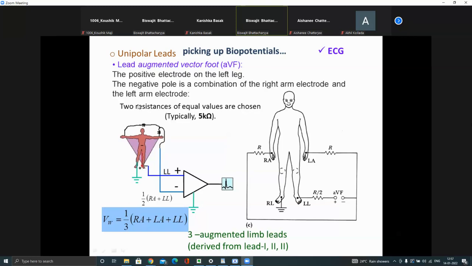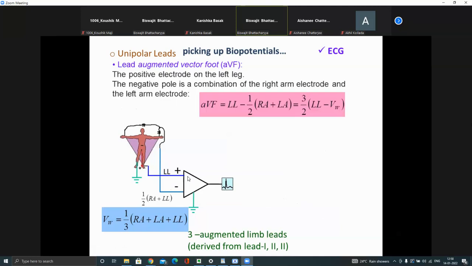Our last type is AVF, augmented vector foot. Here the connection is between our right arm and, actually there is a mistake. It will be RA plus LA, so it will be RA and LA. I have to make a change here. I'll do it, don't worry, before giving it to you. RA plus LA, and LL is this one. You see here it is correct, RA plus LA. The mistake is just here.